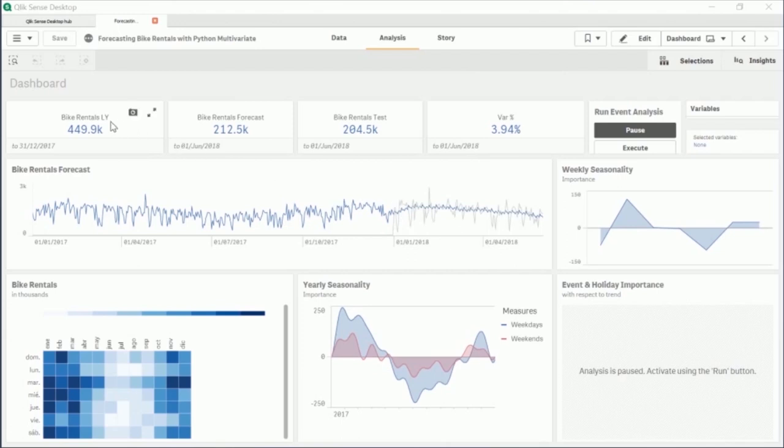The bike rentals LY is the total of our rentals in the history. The bike rentals forecast is the total of the part we are projecting from the start of 2018 to the middle of the year. And this value of bike rentals test is the total we have of the real data we're using to compare our forecast.